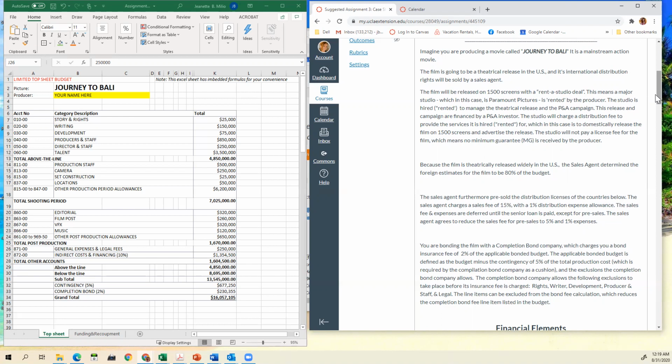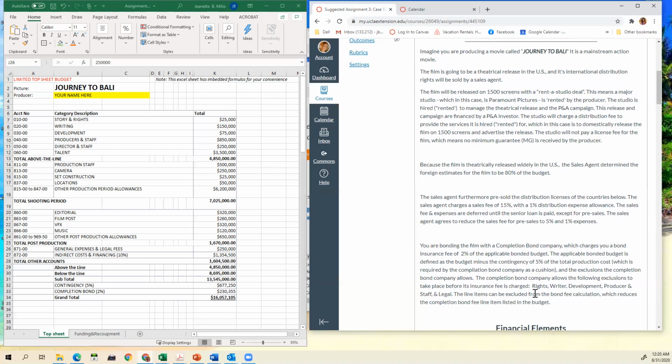And in this case, we're asking for the exclusion for fees related to rights, the writer, the development, and producer and staff, and legal fees. The fee would therefore be only calculated on the applicable cost, meaning all the budgeted line items minus the exclusions. And this is what this is going to look like here.